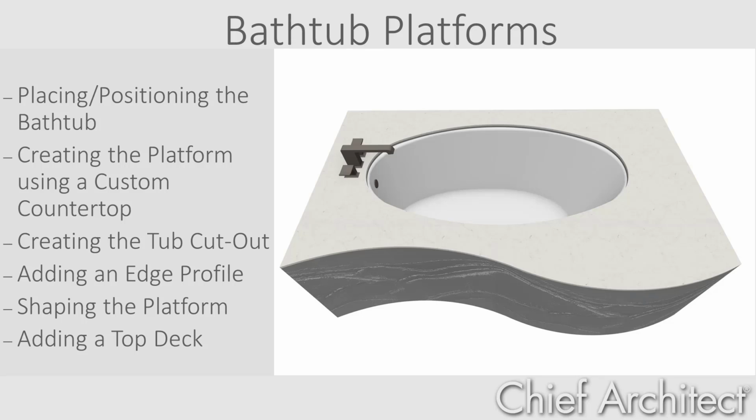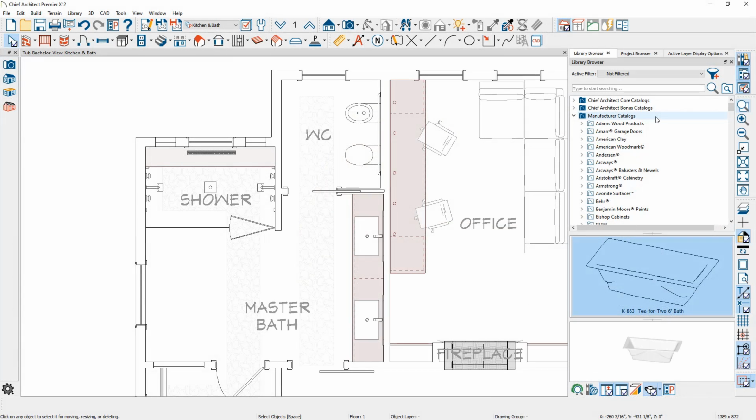Let's go into the program and begin by placing and positioning a bathtub. For the first segment of the video, I'm going to place a bathtub into one of our sample plans. I've opened up the library on the right hand side of my screen, and I'm going to come down to the manufacturer catalogs, and I'm going to use a specific Kohler tub that you see highlighted on your screen below.